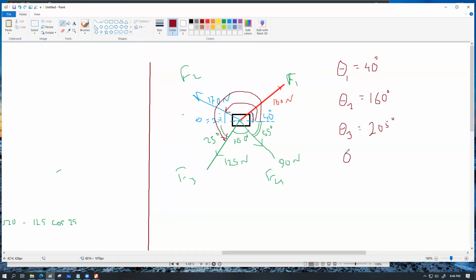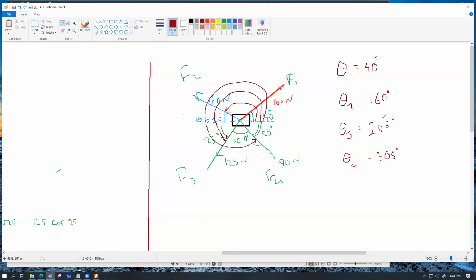And how much would theta 4 be? No, 180 plus 25 is correct, because this horizontal line is 180 plus 25. Yes, that is 205. How much should theta 4 be? Not 300, it is 360 minus 55, which is 305. Yeah, that's what I said. I'm sorry, so this should be 305 degrees.